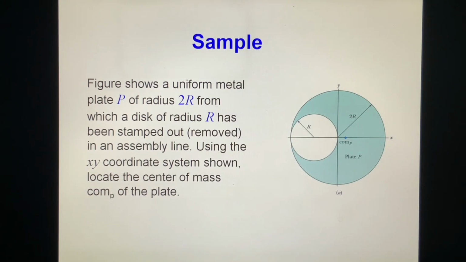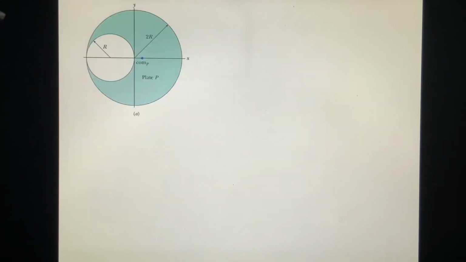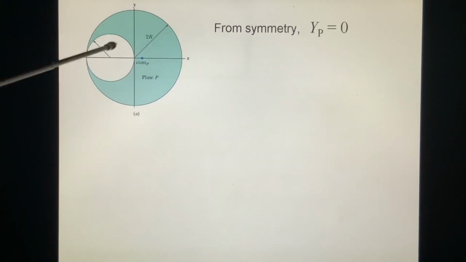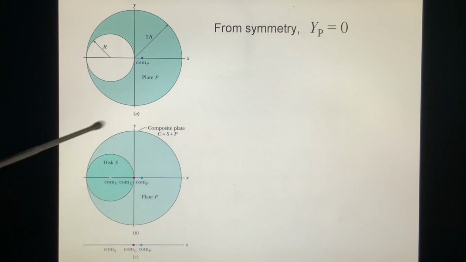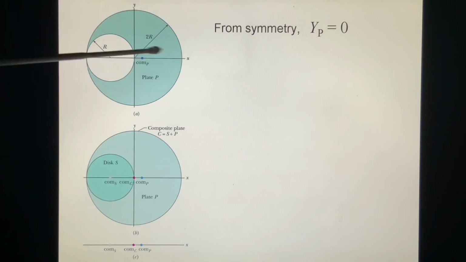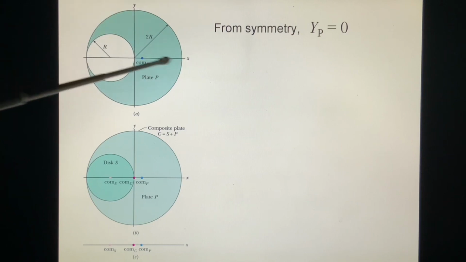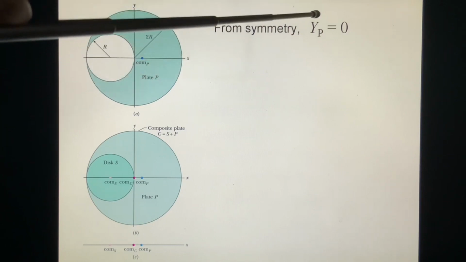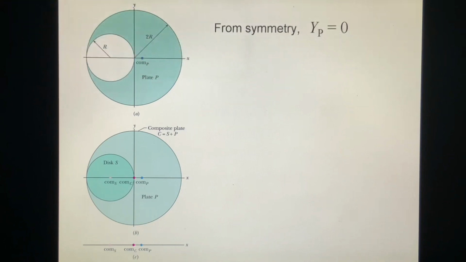Now in this case, if we put the removed piece back here, then we get this complete disk, whose center of mass is here. Looking at this plate above the x-axis and below the x-axis, they are symmetric. Because of the symmetry, we know the center of mass must be located on the x-axis. That means y_P,com equals 0.